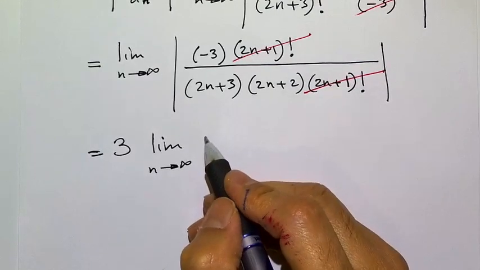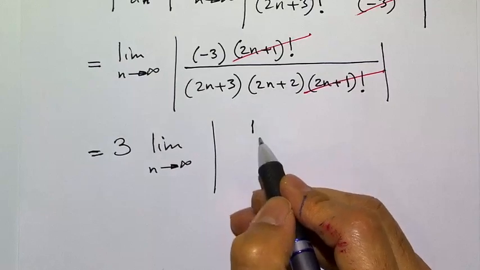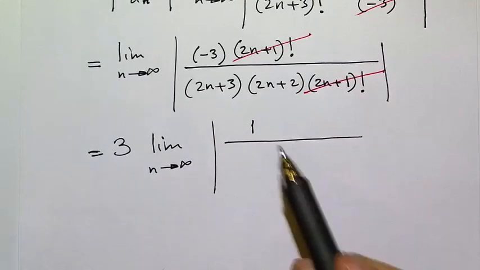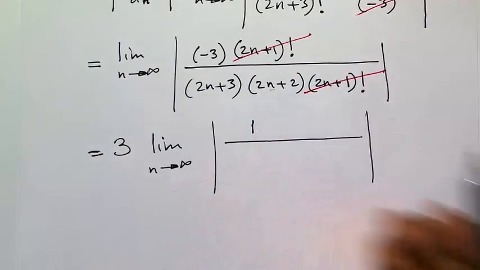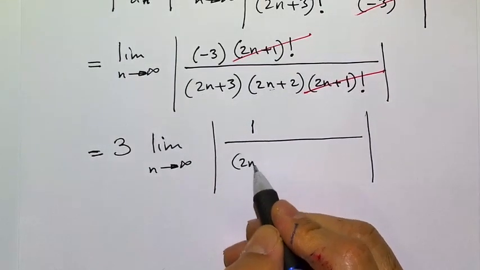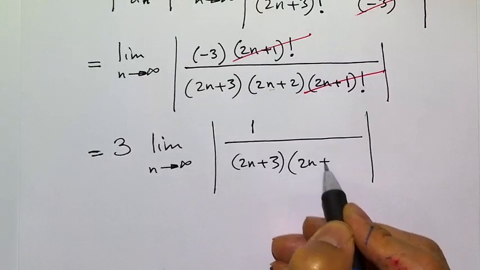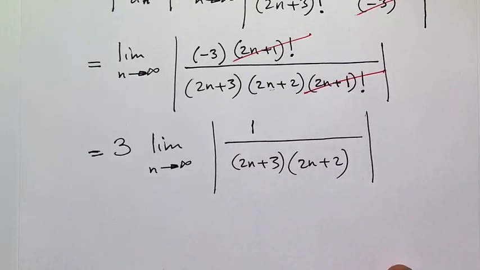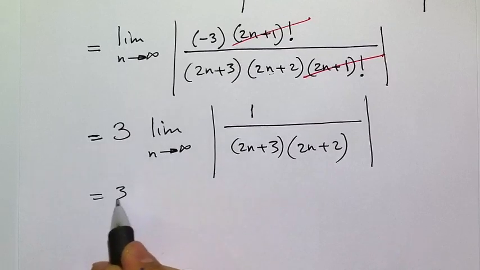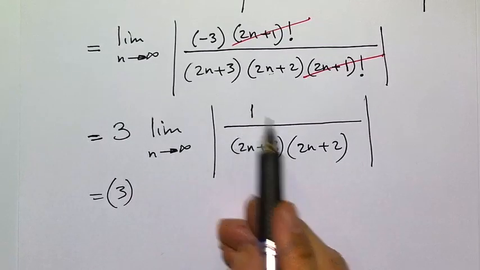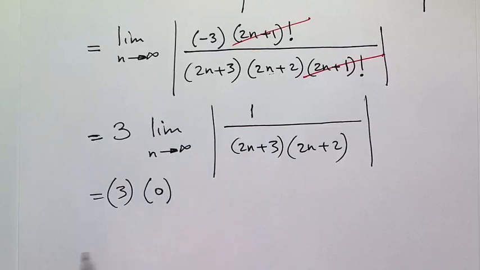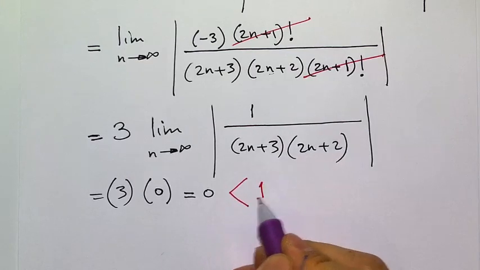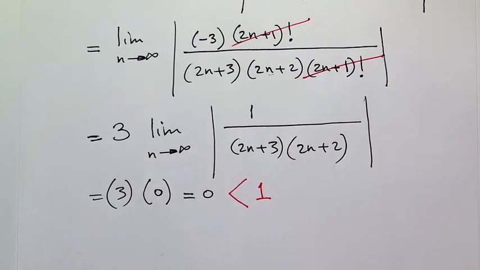And then times the limit as n goes to infinity of 1 divided by, and I didn't even need the absolute value because these two terms are going to be positive. So 2n plus 3, 2n plus 2. Again, the absolute values are not needed at this point. Anyway, so we get 3 times, if you apply the limit, this is certainly going down to 0. 3 times 0, which is 0, and this is less than 1. And we know that when the ratio test leads to a value less than 1, that means the series is absolutely convergent.